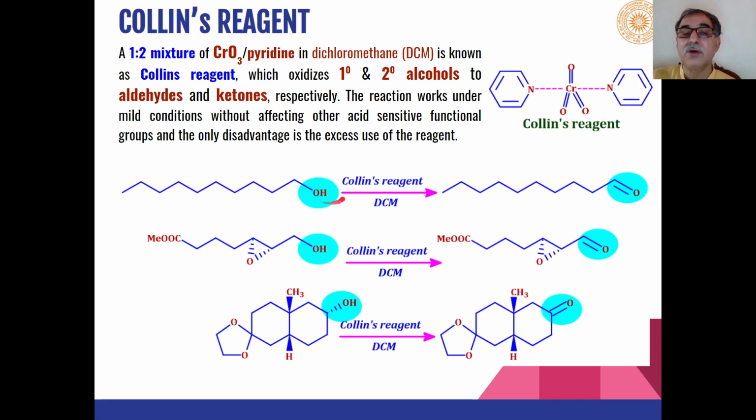So primary alcohol is oxidized to aldehyde. Here also primary alcohol is oxidized to aldehyde, and other groups like epoxide or ester group present in the molecule are not affected. So again, Collins reagent is also selective in oxidation of a primary alcoholic group to the aldehyde. Similarly, in this case, this is a secondary alcohol. This is oxidized to a ketone, and other groups present, the ether group for example, are not affected, or the side chain present on the ring is also not oxidized.